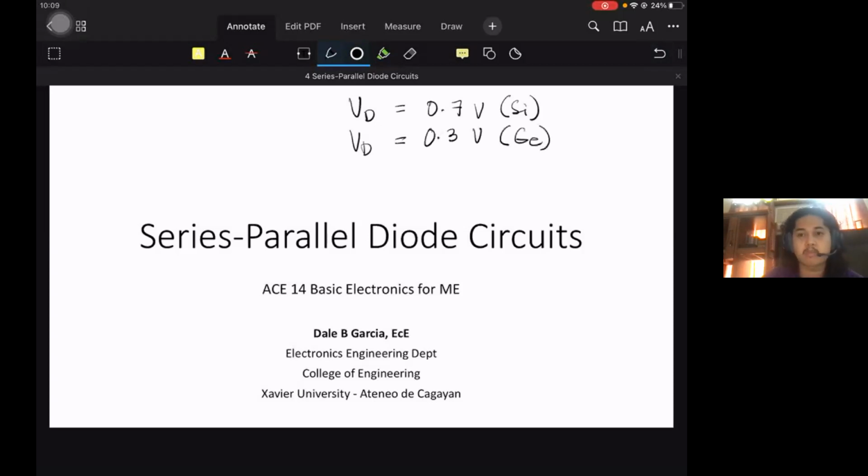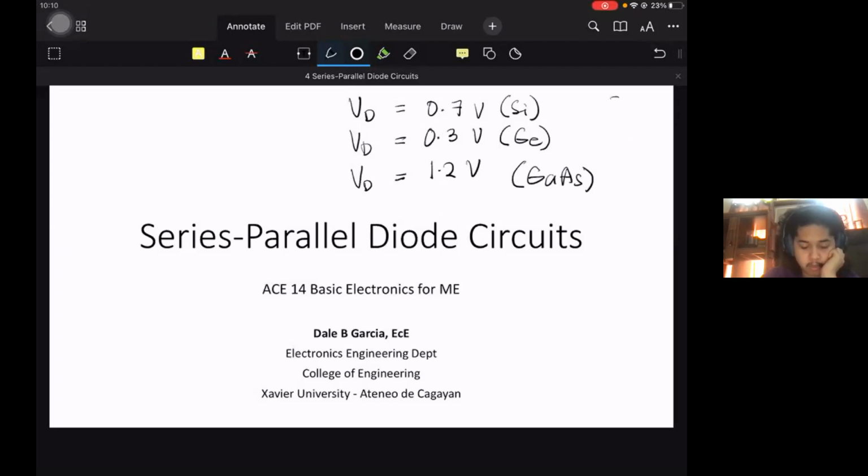Another common semiconductor diode is one that is made of gallium arsenide, GaAs, with a forward voltage of 1.2 volts. So try to just remember these voltage values.